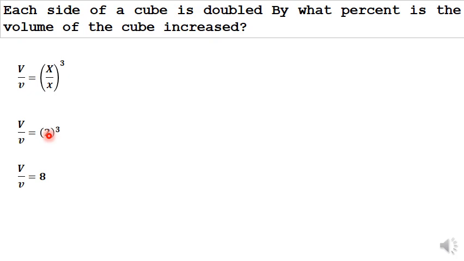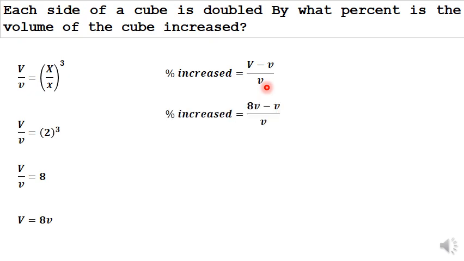But the question is asking for the percent increase in the volume. Then first we need to determine that the final volume is 8 times the initial volume. When we now compute the percent increase in the volume, the final minus the initial volume is the increase in the volume, divided by the original volume. Substituting 8 times the initial volume as our final volume, then we can eliminate the V, leaving only 8 minus 1, which is equal to 7, or 700%.